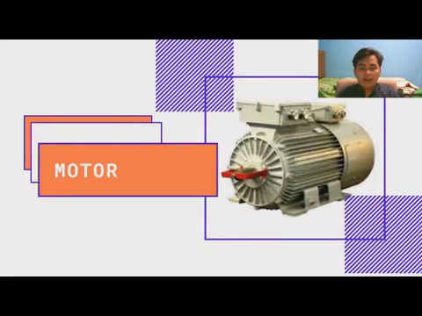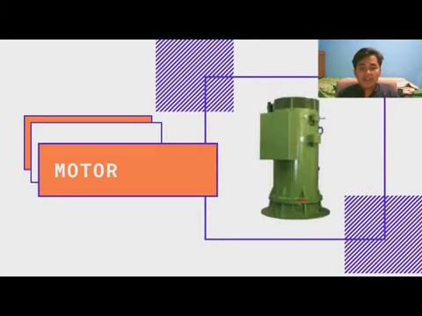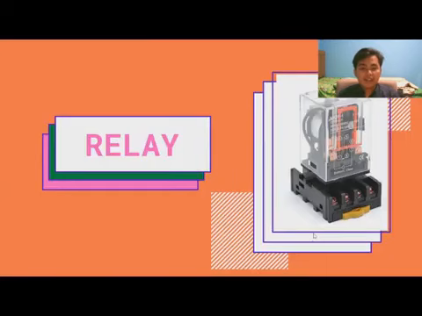Okay, next is the motor. An electromotor, like in this picture, is an electrical machine that converts electrical energy into mechanical energy. Next, relay. Relays are switches which aim at closing and opening circuits electronically as well as electromechanically. It controls the opening and closing of the circuit contacts of an electronic circuit.